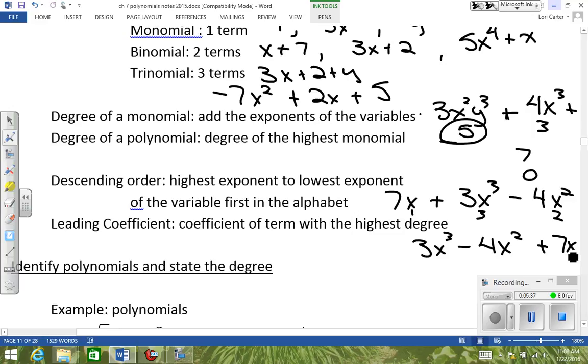You go by exponents only. Do we care about the coefficients? No. Irrelevant. All right, the leading coefficient is kind of tricky. It's the leading term and whatever its coefficient is. So since he's got the highest degree, he's my leading term. What's his coefficient?